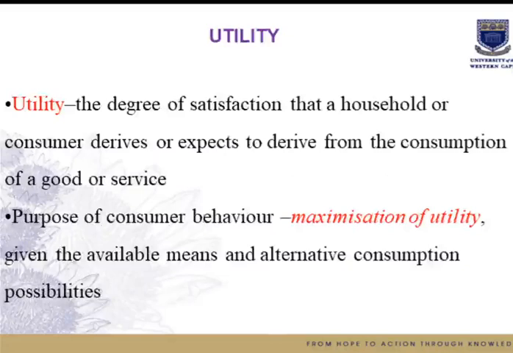Consumers consume different products to satisfy their wants. In analyzing consumer choice, we assume that for each good we consume, our main aim is to maximize satisfaction given the available means and all other alternatives at our disposal. Therefore, utility is a term that reflects consumer satisfaction. It measures the degree of satisfaction that a household or consumer derives or expects to derive from the consumption of a good or service. Thus, the purpose of consumer theory can be restated as the maximization of utility given the available means and alternative consumption possibilities.